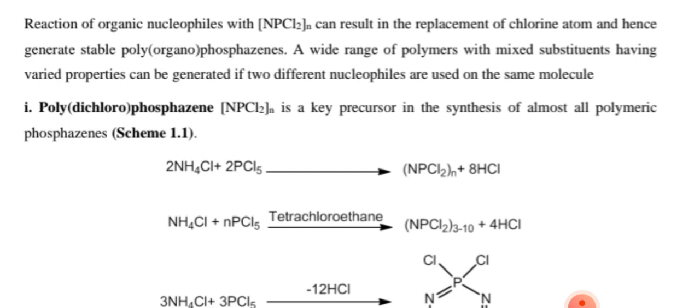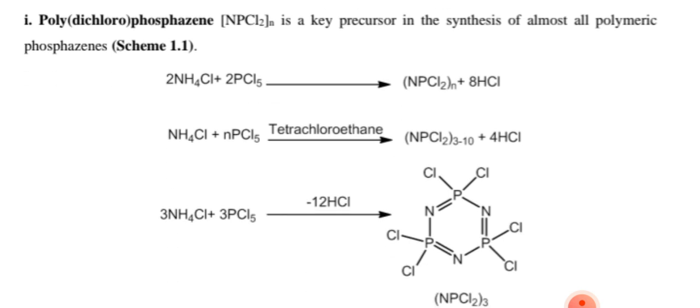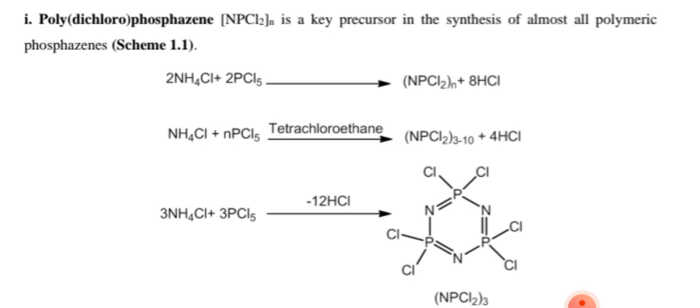Reaction of organic nucleophiles with (NPCl2)n can result in the replacement of chlorine atoms and hence generate stable polyorganophosphazenes. A wide range of polymers with mixed substituents having varied properties can be generated if two different nucleophiles are used on the same molecule. Polydichlorophosphazene (NPCl2)n is a key precursor in the synthesis of almost all polymeric phosphazenes.